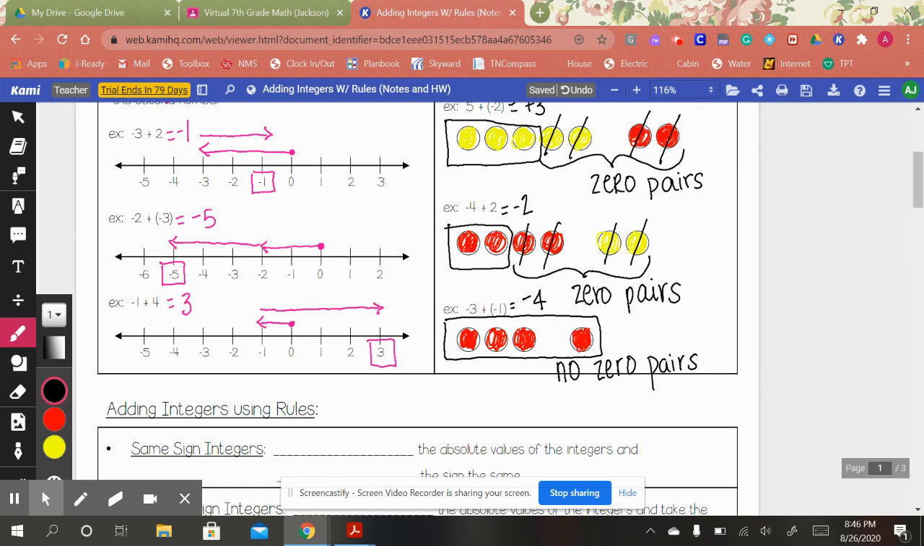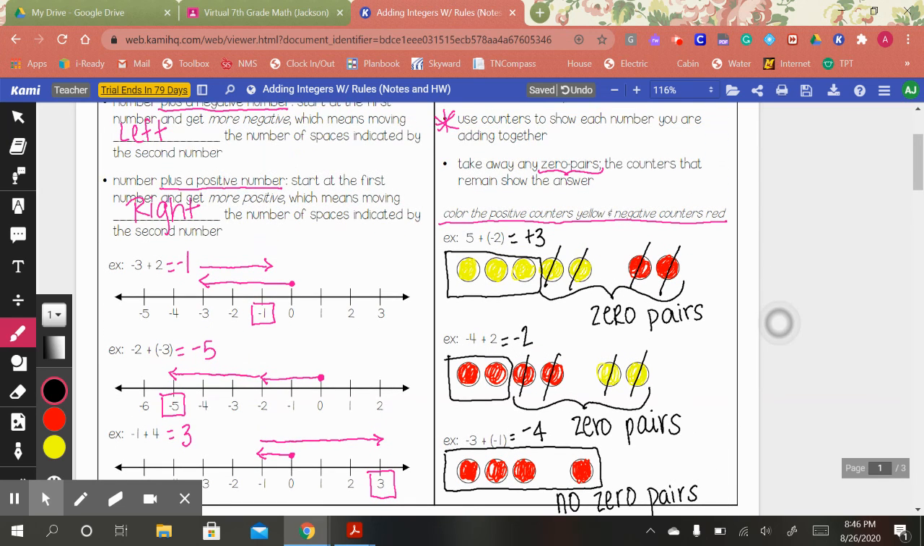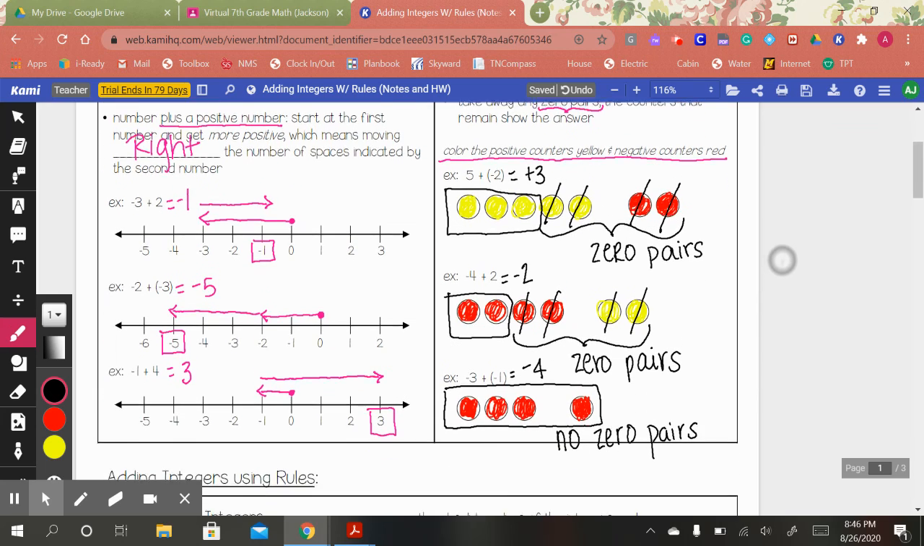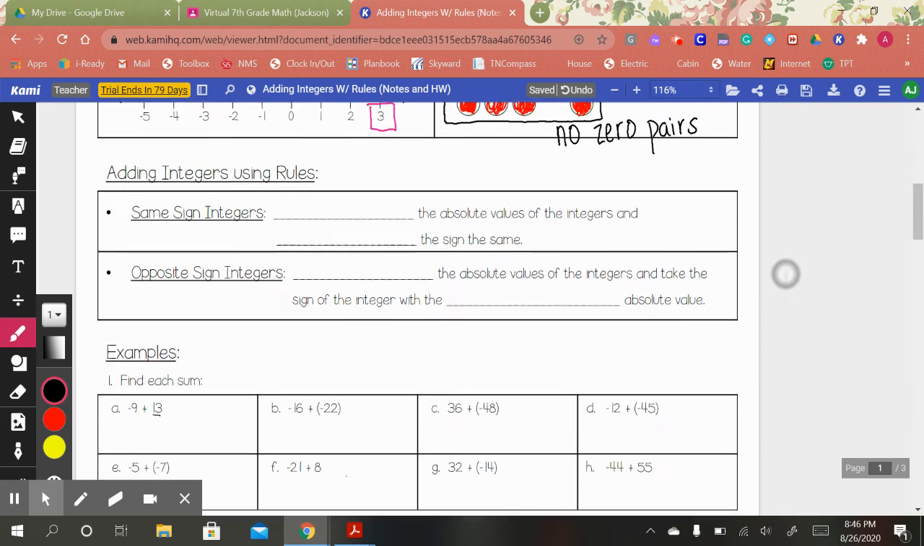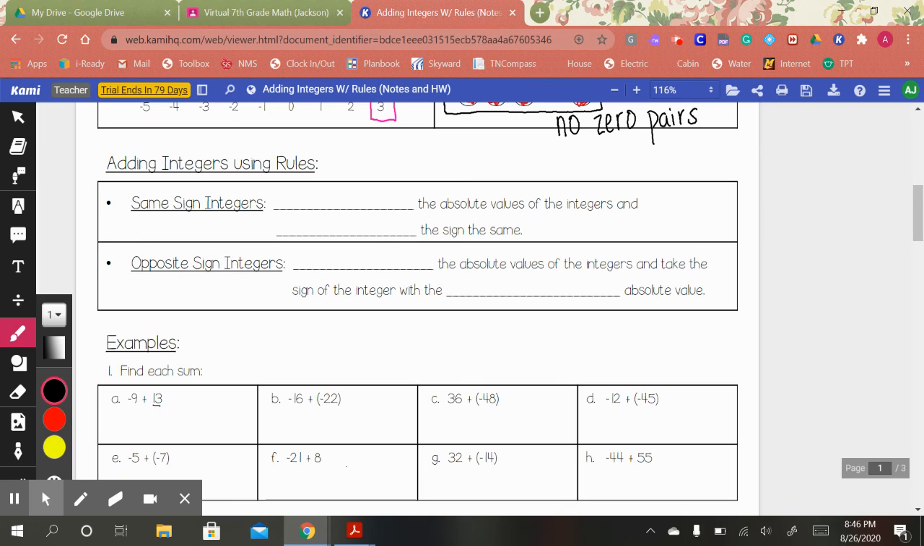All right, so that should wrap us up for modeling. We are going to move on to adding integers using rules. So now that we have down the modeling part of which direction we move on the number line, 0 pairs, being able to show our work, now we're going to move on to the easier part, and that is just using plain out rules, okay?